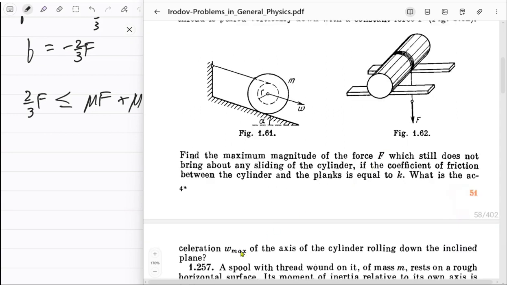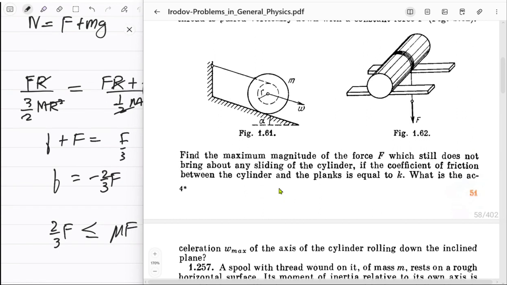What is the maximum acceleration of the cylinder rolling down the incline? Once again, this is a weird question. I don't know what incline plane they're talking about. It would just be rolling on the plank, then what's the max? So what's our alpha? Whenever your F is the maximum, that's when you have the biggest alpha. So that's when you have the maximum.